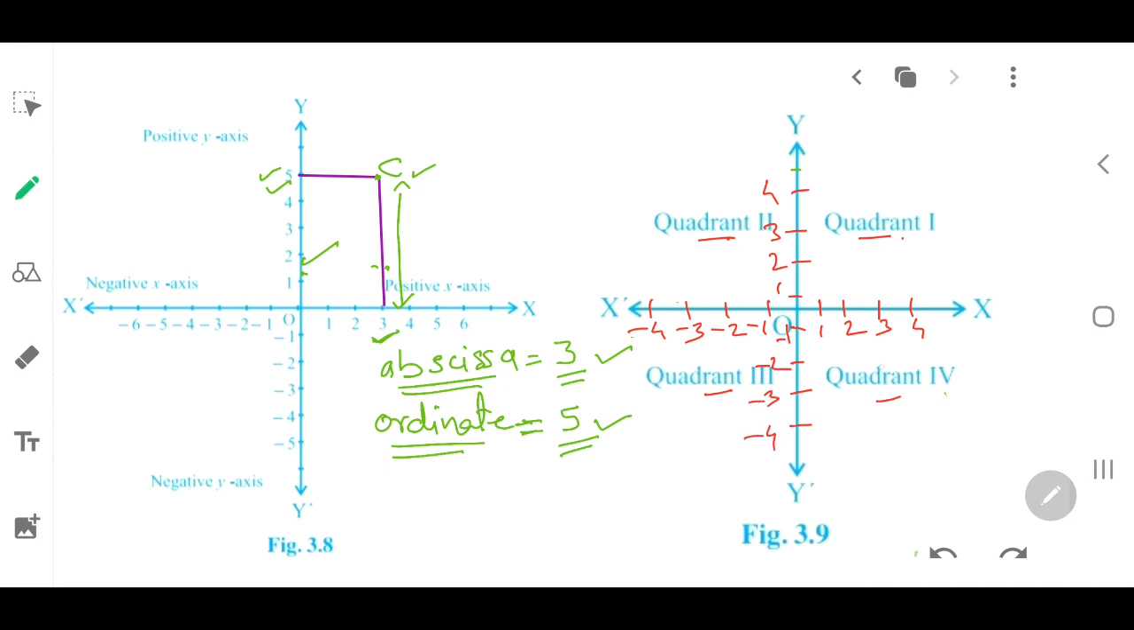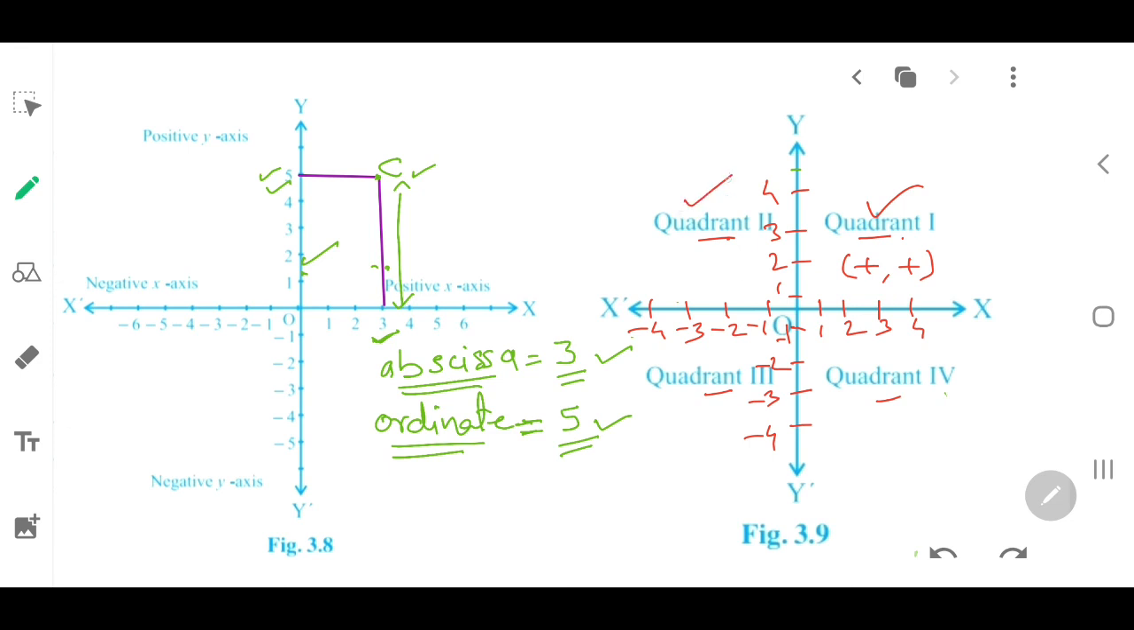Correct? So in quadrant 1 you will find, since X is having all positive, so here we can write in the place of X positive. And O to Y has got all positive values. So here also you can write positive. That means quadrant 1 has X positive as well as Y positive.